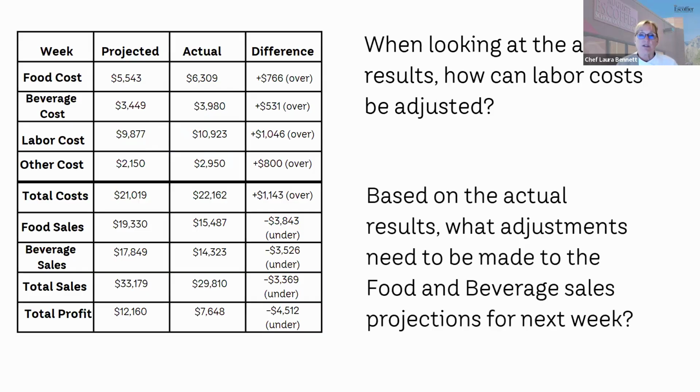Based on the actual results, what adjustments need to be made to the food and beverage sales projections for next week? All right, well, let's look at our food and beverage sales. We've got food sales and beverage sales. This is what we said we were going to sell. This is what we actually did. And you can see we are under by quite a bit. Right here is telling me how much I'm under on both accounts. All right, easy way to fix it, project less. Easy answer right there.